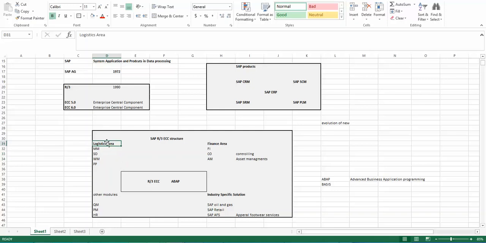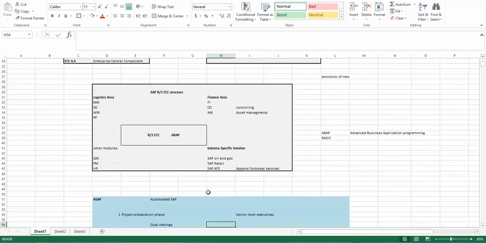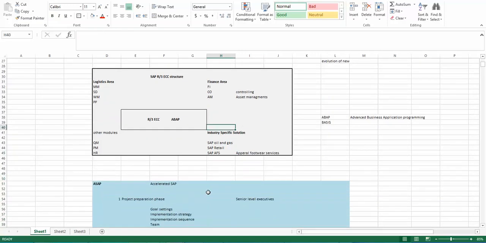So this is the logistics area, this is the finance area. There are other modules which are also being used, like quality management, plant maintenance, and there are industry specific solutions which have been released later on based upon the industry requirement, like SAP Oil and Gas, SAP Retail, SAP AFS, etc.